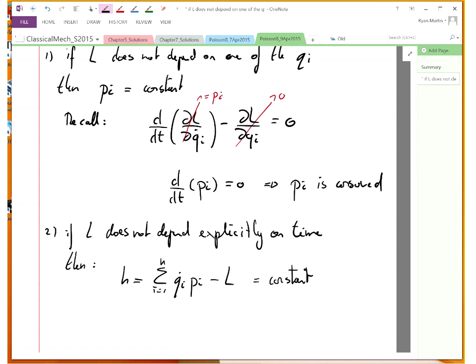So the first one was, if L is invariant to translations in the direction of qi, then the momentum in the direction qi is conserved. And the second observation is that if L is invariant to translations in time, then the conserved quantity is usually equal to energy. Okay? So that's sort of a high-level summary of Chapter 5. Any questions about that?